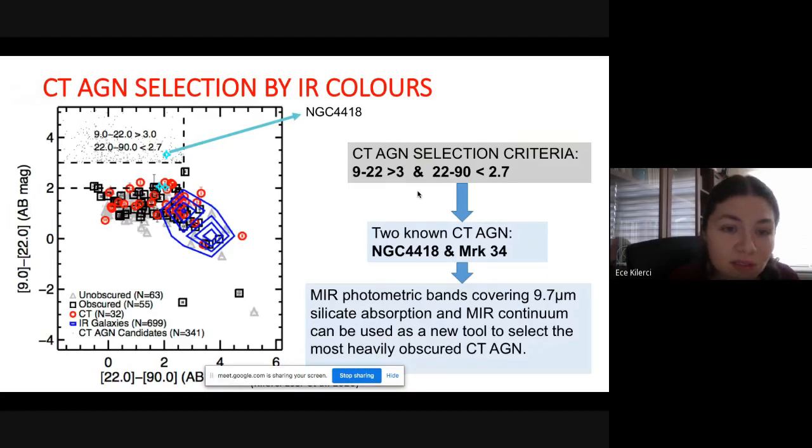Then we find 3 candidates that I show here with the science symbols. One of them was an unobscured AGN. One of them is a highly debated source whose nature is not well agreed upon. But one of them is NGC 4418, which is a known Compton-thick AGN.